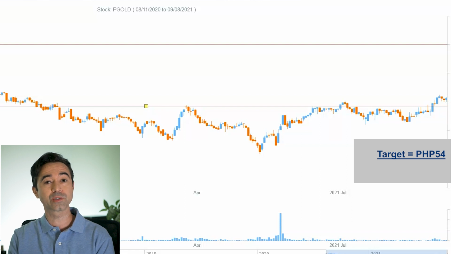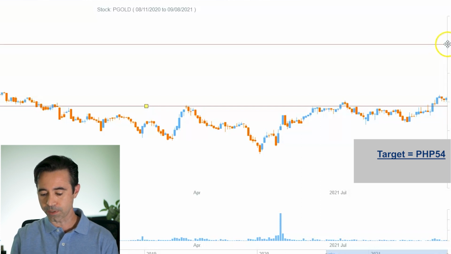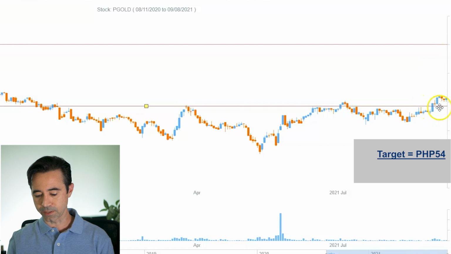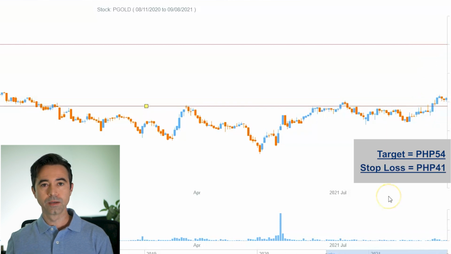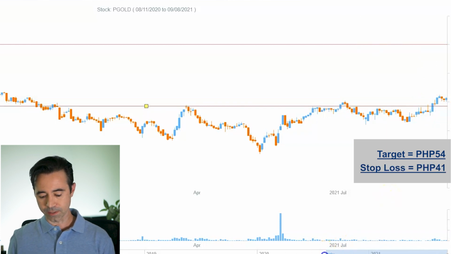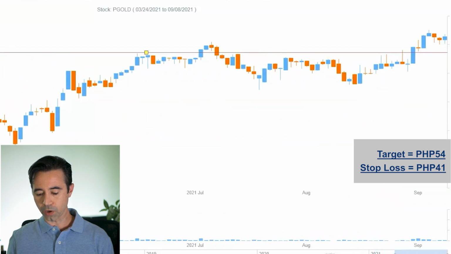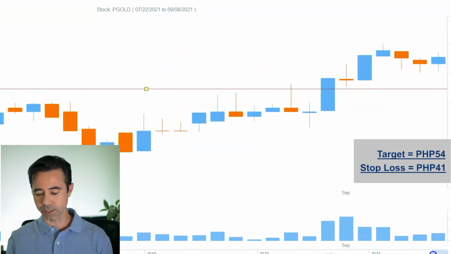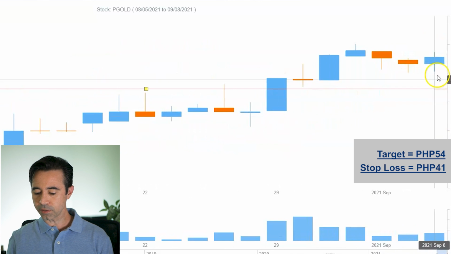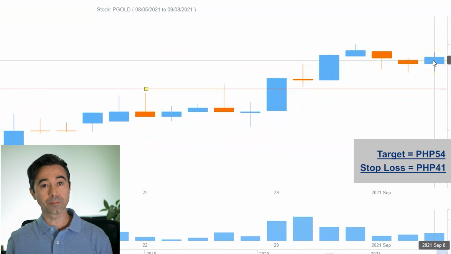This is going to be the actual resistance line, which is up here. And then I have the stop loss here at 41 pesos. I'm gonna zoom in and I'm gonna see if this stock is trading above or below what BDO Securities is suggesting. And I see that it is currently trading above the 41 peso stop loss. And so it's trading around 42.85 right now.